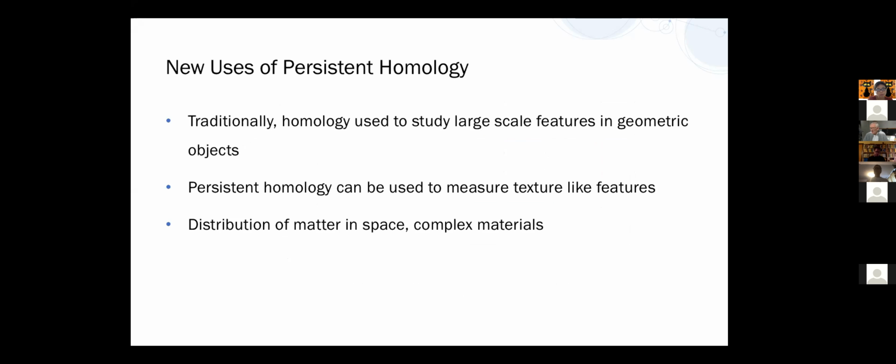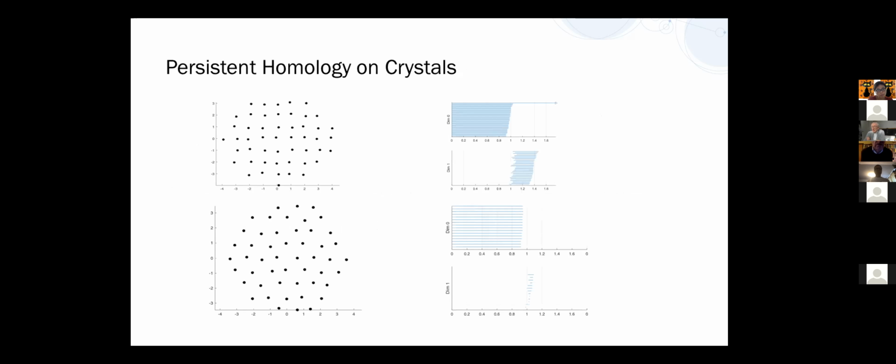Texture-like features. So think about, for example, distribution of matter in space or complex materials. Let me give you an example here. If I have crystals, crystalline structures, what I have then is a bunch of atoms, and maybe they're arranged in a rectangular square grid, or maybe they're arranged in a hexagonal grid, or maybe a triangular mesh, or however one wants to refer to that.